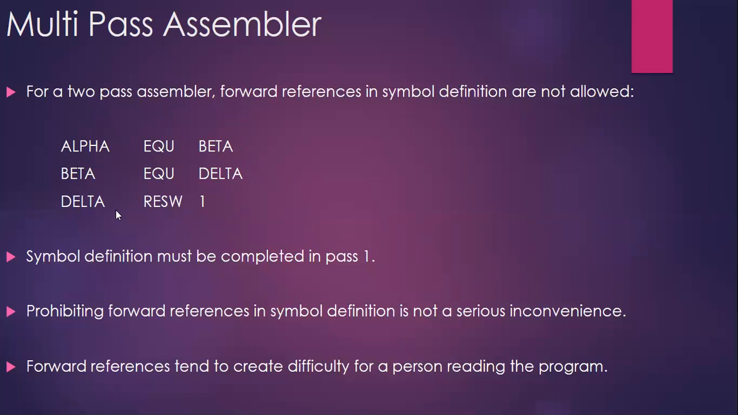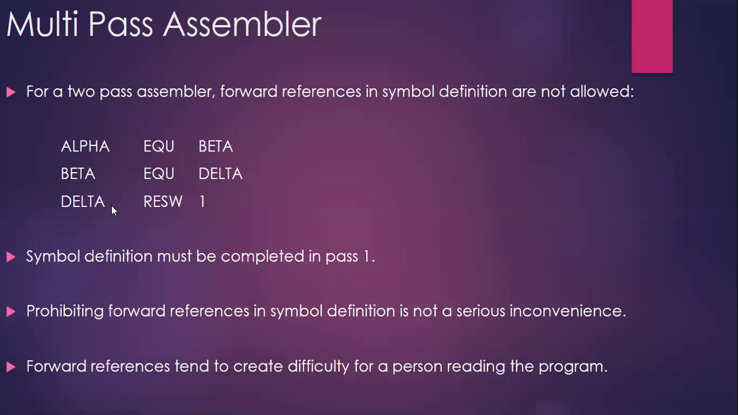But when you come to the third line, delta is equal to reserve one, so its address, whatever it is, will be the value of delta. Now during pass one, I found the value of delta, but I don't know what beta and alpha are. So both alpha and beta remain unknown, but delta we got to know in pass one. Now during pass two, alpha is unknown, beta is unknown, but delta we know exactly.